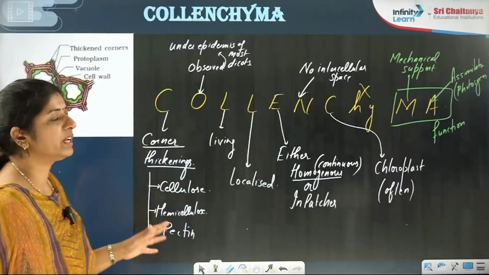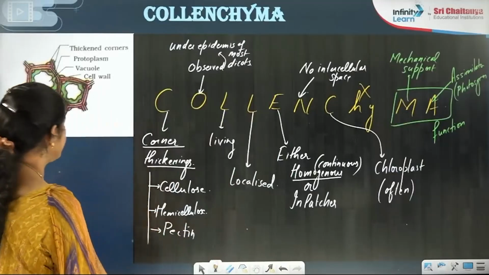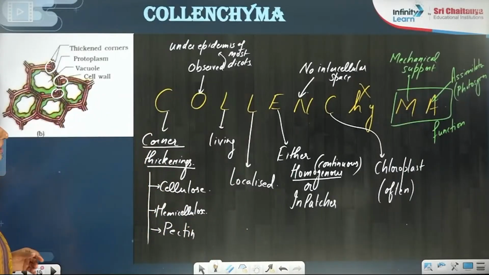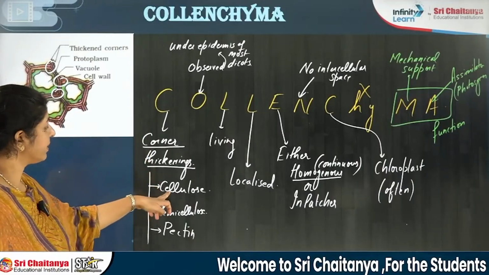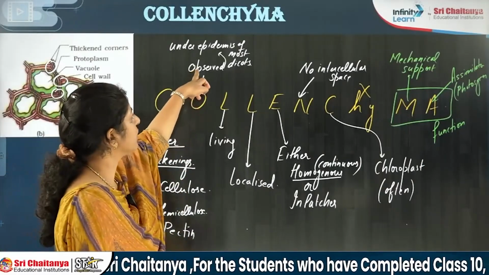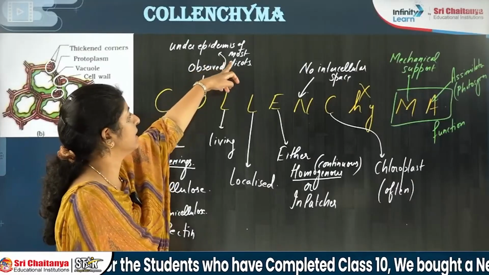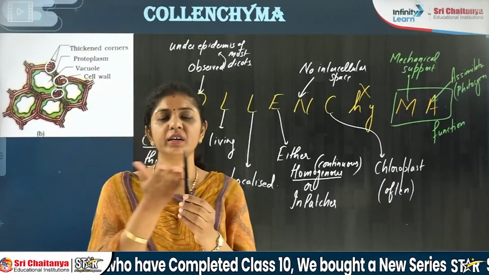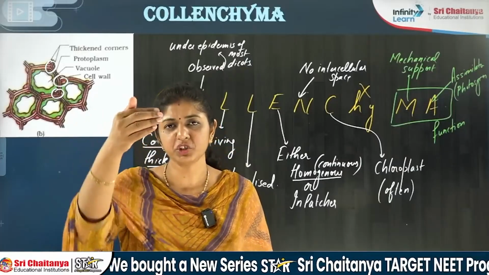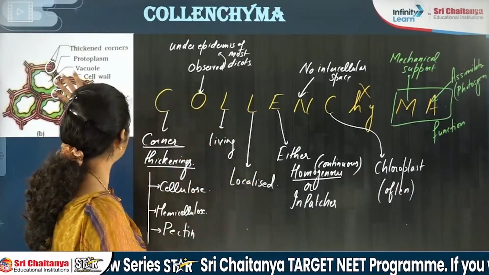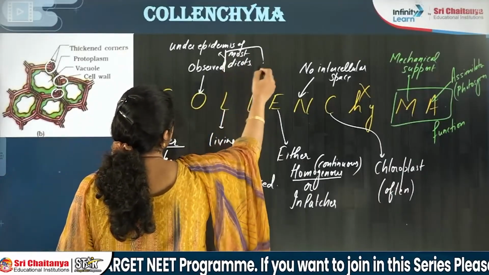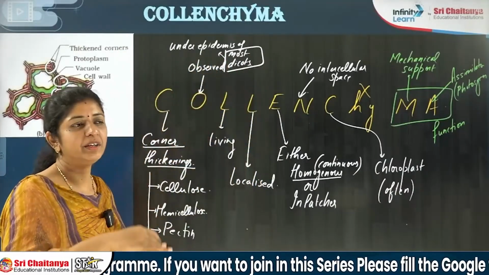Next is collenchyma. Collenchyma, I told you, has thickenings at the corners. This is the important thing. Corner thickenings, but made up of cellulose, hemicellulose and pectin. O stands for when you cut a dicot stem, upside will be the epidermis, which is made up of parenchyma. Just below that, what is there? Collenchyma. And where you observe it, I repeat, is in most dicots, under the epidermis, right?